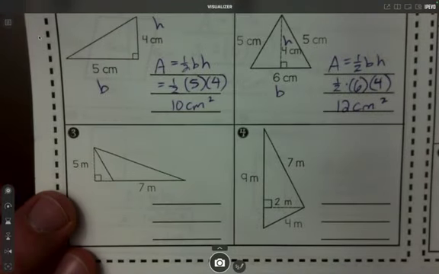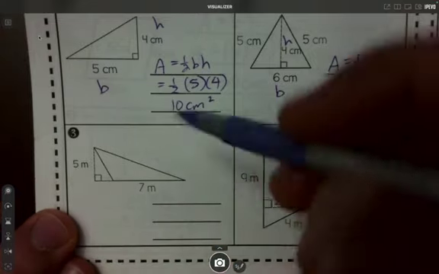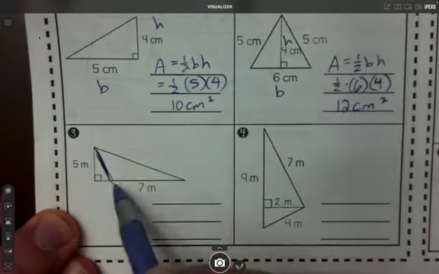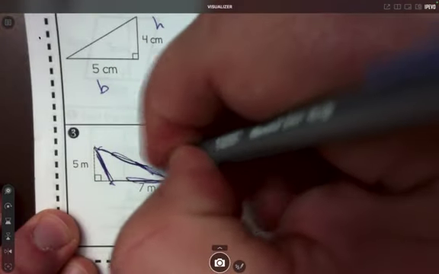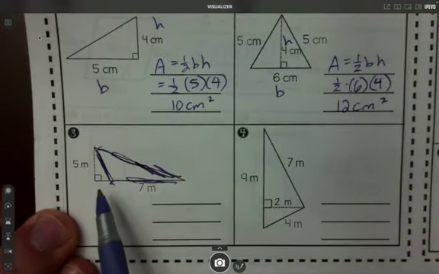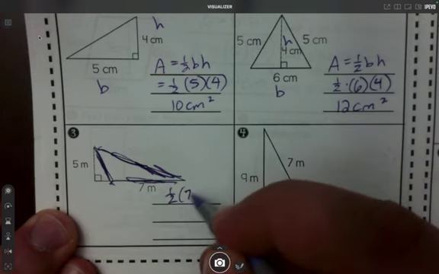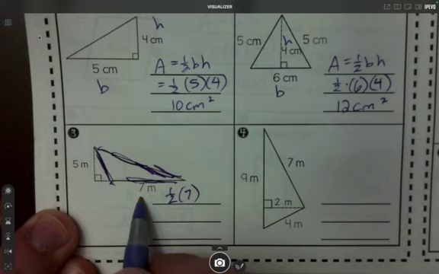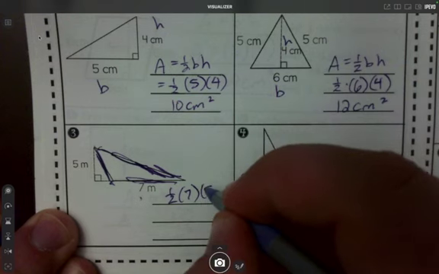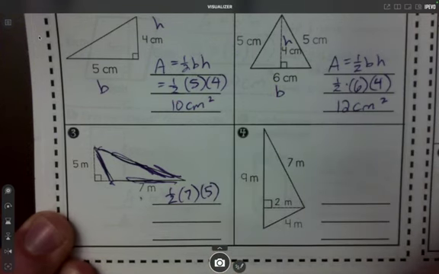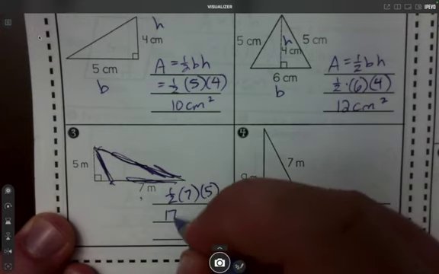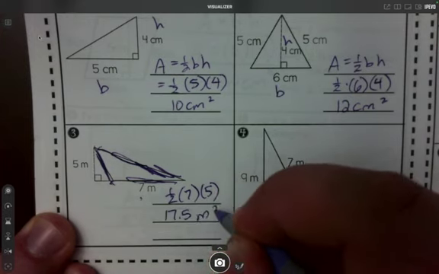Now I have one of those weird ones that's an obtuse triangle, where the height's actually over here outside the triangle, because the triangle itself is this part right here. But to figure out the height, they had to go outside the triangle to the left of it. So we'll do half times the base, which is 7, times the height, which is 5. And you are allowed to use your calculator for these. This one will be 17.5 square meters.